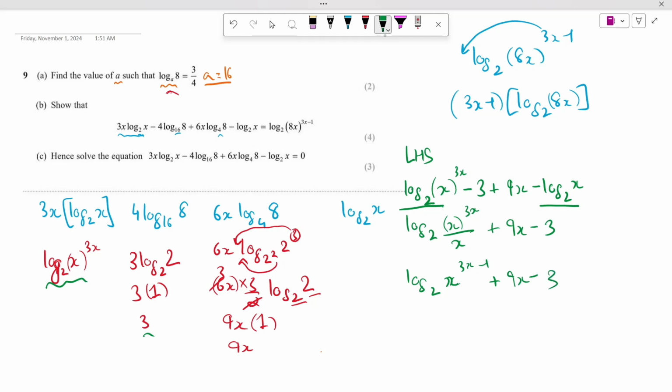Okay, and 3x minus 1 would come over here and we'll be left with log 2x. Now if we just see this, we have arrived at the 3x minus 1 and 3x minus 1. We just need log 2. We have log 2 but we need 8x.